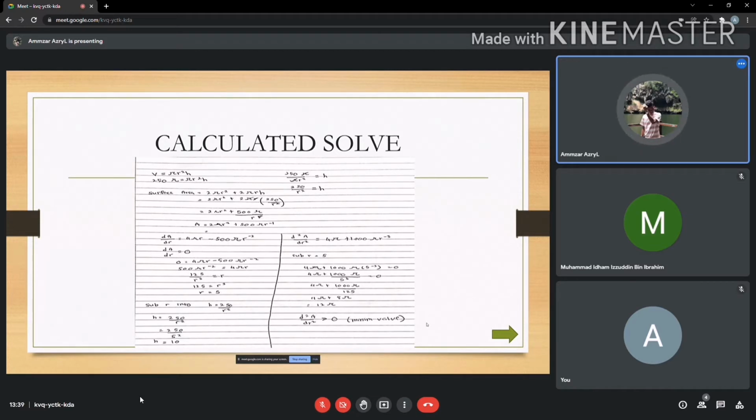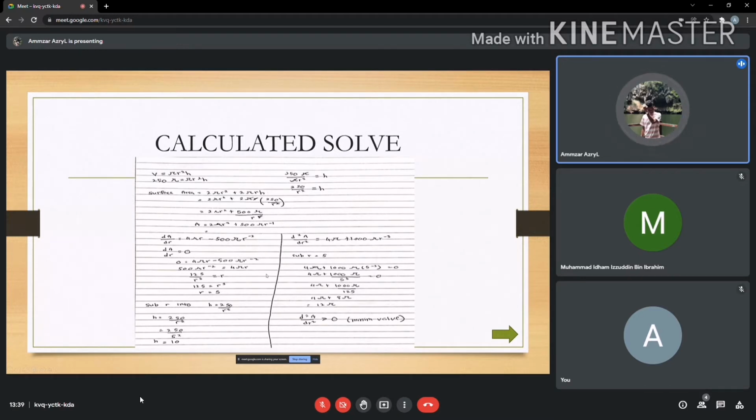So we calculate the surface area. 2 pi r squared plus 2 pi r h equals 2 pi r squared plus 2 pi r times 250 over r squared, which equals 2 pi r squared plus 500 pi over r. And we get A equals 2 pi r squared plus 500 pi r to the power of -1. From that we differentiate, so it becomes 4 pi r minus 500 pi r to the power of -2, and we set it equal to 0.